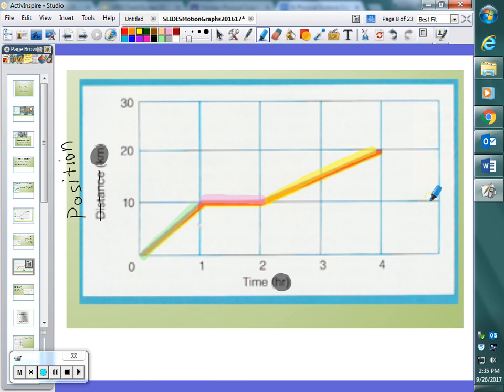Because what do we know about distance and displacement if we don't change direction? It's the same, right? They're both moving with constant velocity. How do we know that from the graph? They're both straight lines, okay? So, what would be the contrast then? What factor are we, or what description are we talking about?